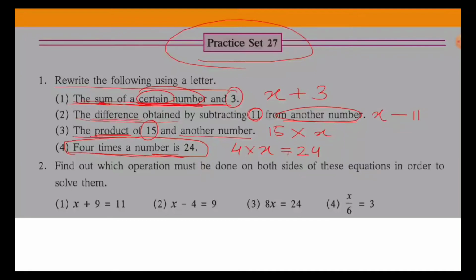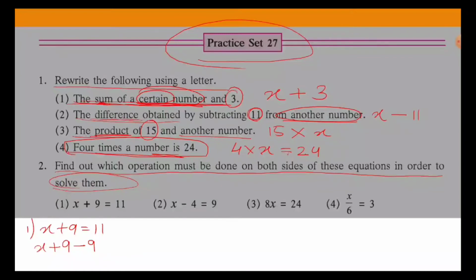Okay, this is what I was talking about. Find out the operation that must be done on both sides of the equation in order to solve them. This is my x plus 9. You have to see one thing that is very easy: whatever number is with x, what is happening to it? Here it is getting added. So you have to write -9 next to it.